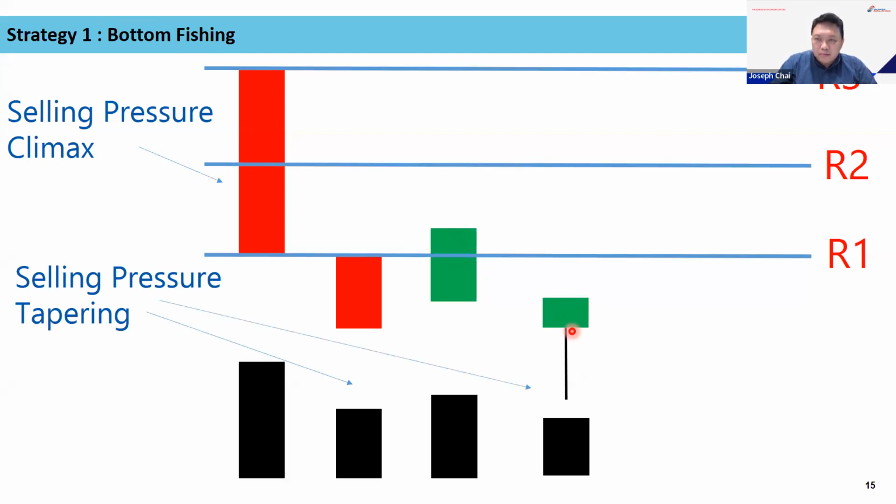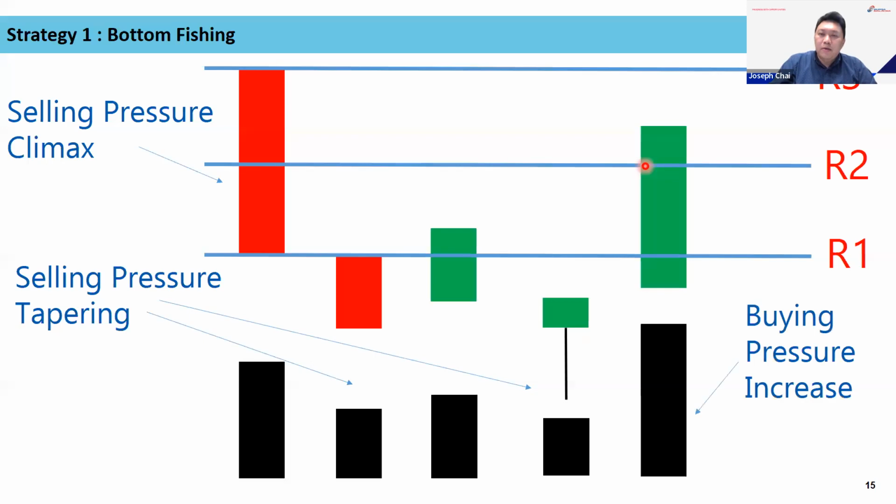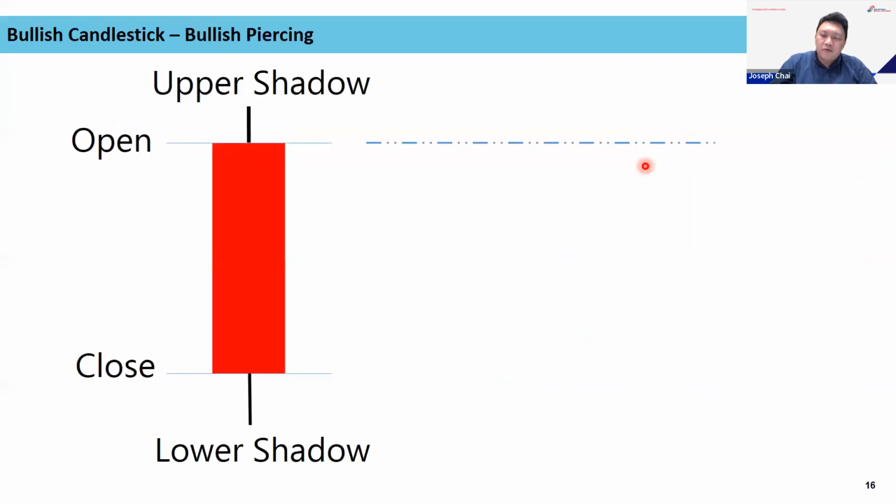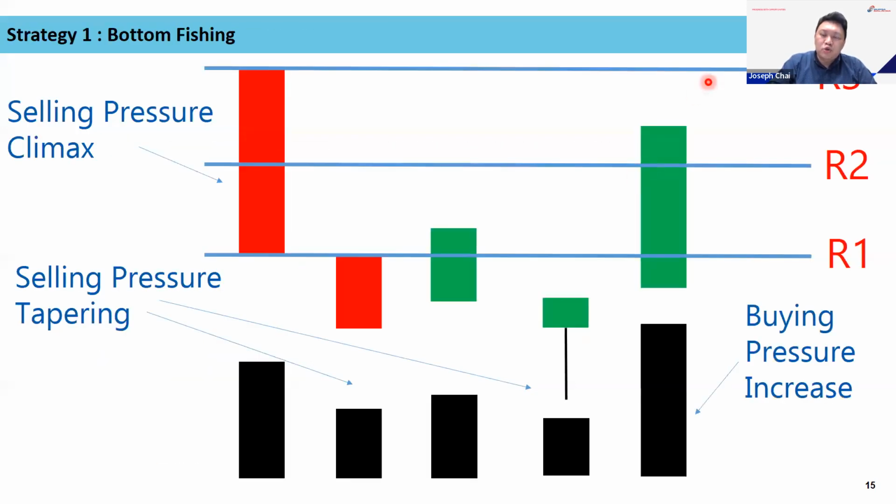And you wait for the stock. And then on the next day, the stock actually rebounded and broke above R2. So when it breaks above R2, that's where you can buy your second position. And then what happened? Of course, eventually the stock will break R3. That's where you buy your third position as well.